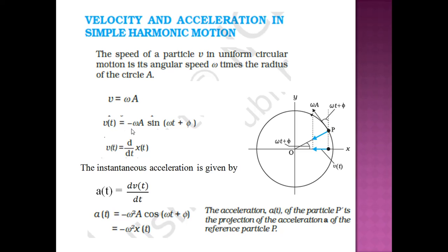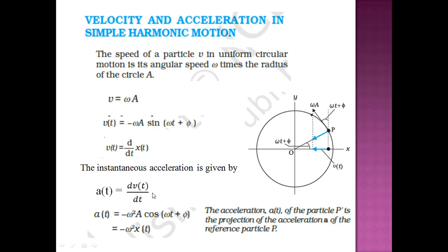Now when there is a velocity which changes with respect to time, then there will be an acceleration for the particle which is executing circular motion. So the instantaneous acceleration, or the acceleration at an instant of time t, is given by differentiating velocity with respect to time. So it is d by dt of v(t).